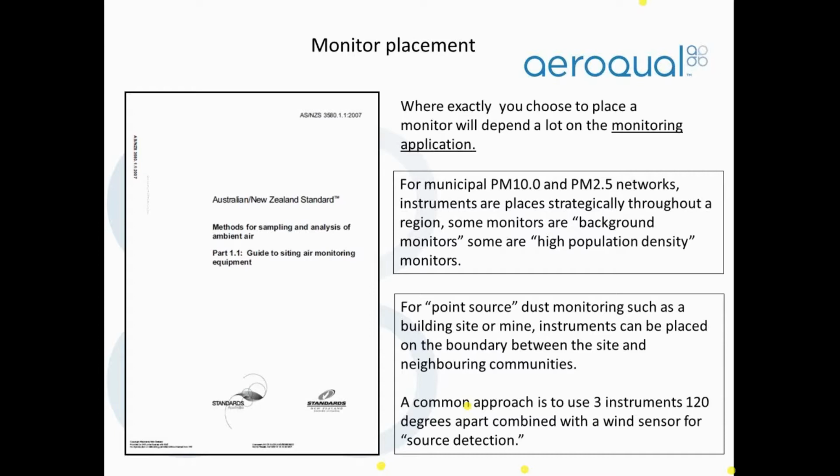For point source or dust monitoring, such as a building site or mine, instruments are typically positioned on the boundary between the site where the dust is being generated and neighbouring communities or sensitive communities. One trend that we are observing overseas, a common approach, is to use 3 instruments placed at 120 degrees apart. This is to allow for measurements to be taken regardless of the wind direction, and it also helps site managers understand what the contribution is to dust from activities not related to them. So as the wind direction changes, they can get their own background measurement. So I would refer you to this document for guidance around monitor placement.